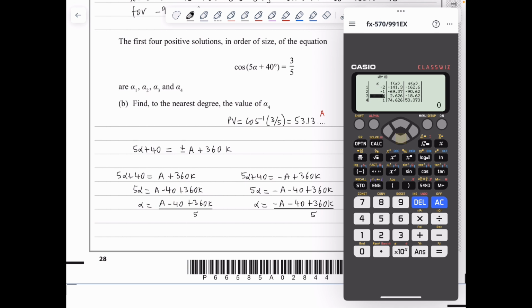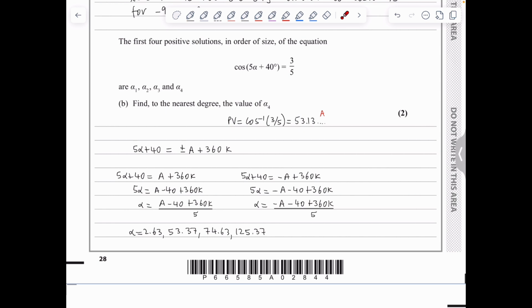The first solution is here at 2.63. Let me write everything down. Alpha is 2.63. I'm only listing the positive solutions in ascending order. So the second solution is 53.37. Then we've got the 74.63. And then the fourth solution, it's the 125.37. Remember, the question is asking for the fourth solution for alpha 4 here to the nearest degree, and therefore we conclude that alpha is 125 degrees.